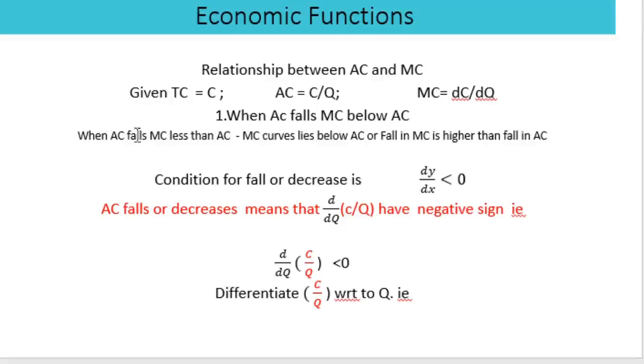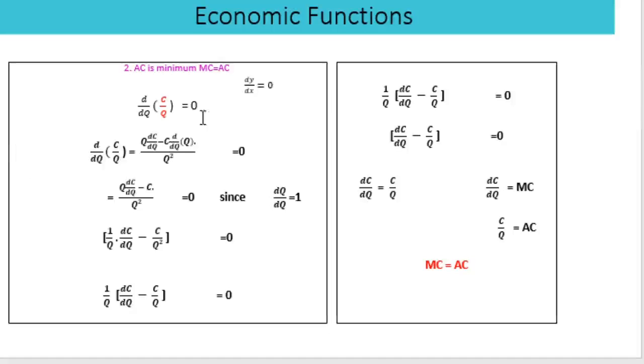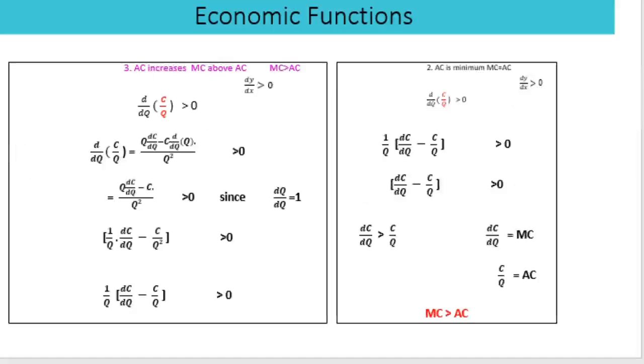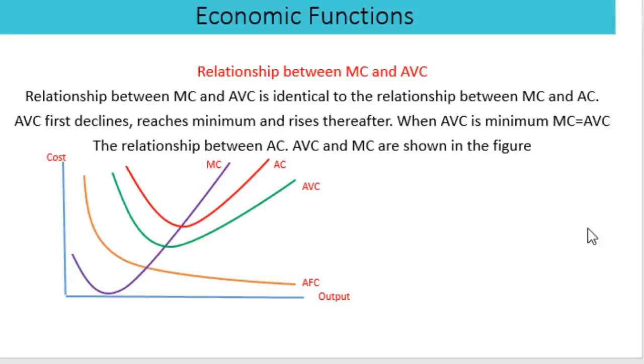We explain the relationship between the average cost and marginal cost in three important situations. When AC falls, MC is below AC. Second, when AC is minimum, MC equals AC. Third, when AC increases, MC is above AC. The relationship between marginal cost and average variable cost is given here.